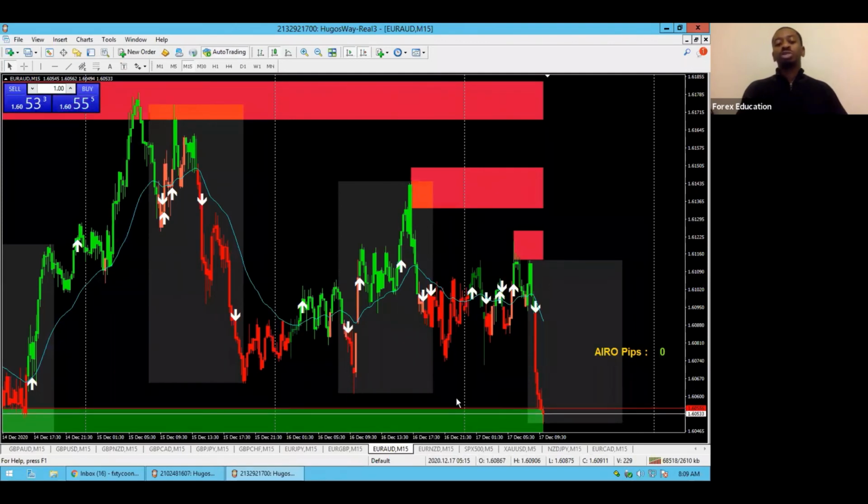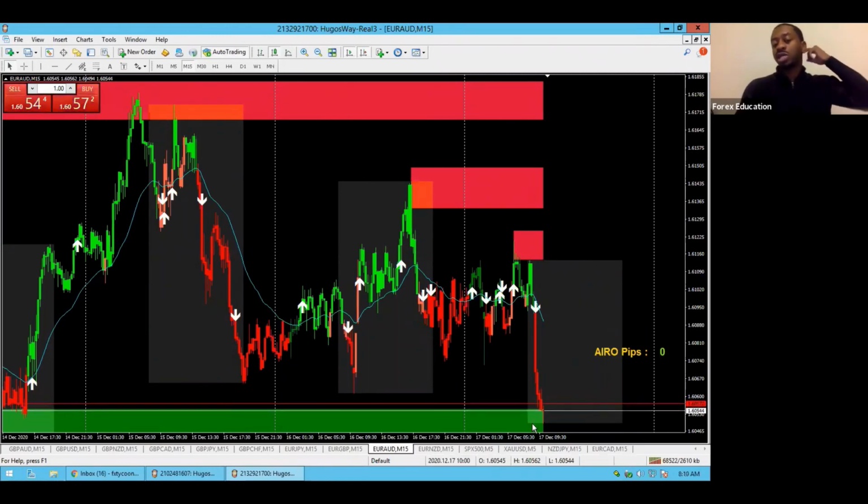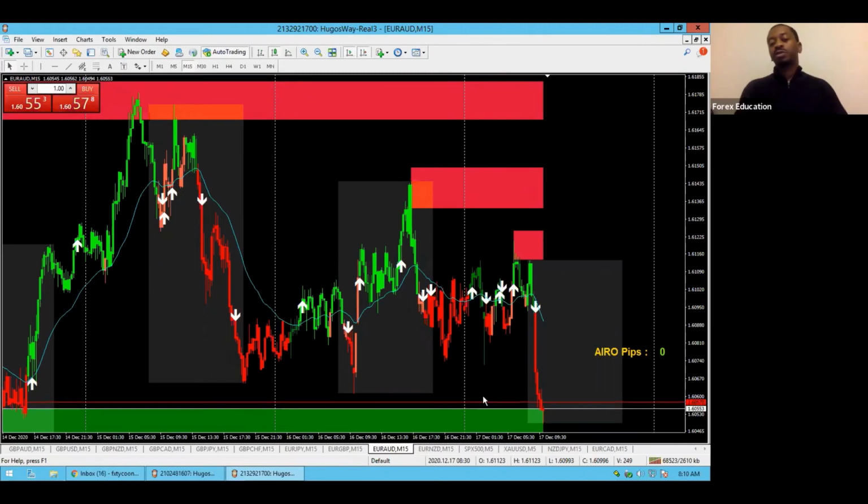These zones are just an indication of where price may stop. It doesn't guarantee price is always going to come down to it, touch it, and go the opposite way. Sometimes it's going to stop above it, and you see here and here. Then sometimes it's going to go all the way down. You see, it came down here, stopped above it, stopped above it. It didn't continue all the way down. There's no guarantee. Sometimes it comes just right above it.